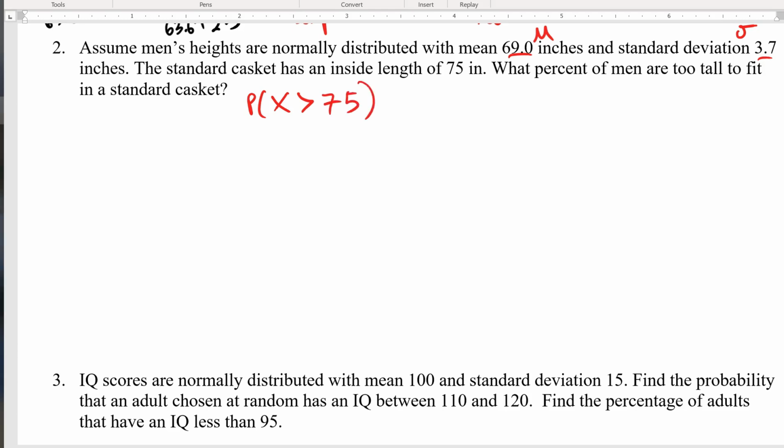that means what? They're going to have to lean you over and bend your knees. You're going to be too tall to fit in the standard casket. Or pony up for a nice one, right? So I can do this, but this time I'm doing greater than 75. Let's draw the picture out.